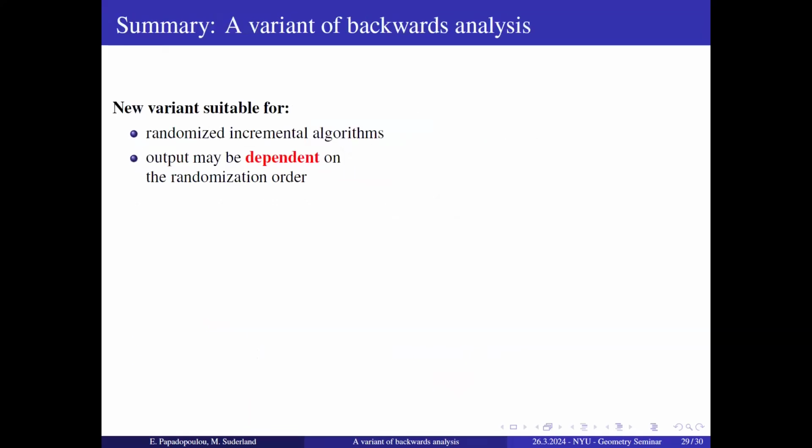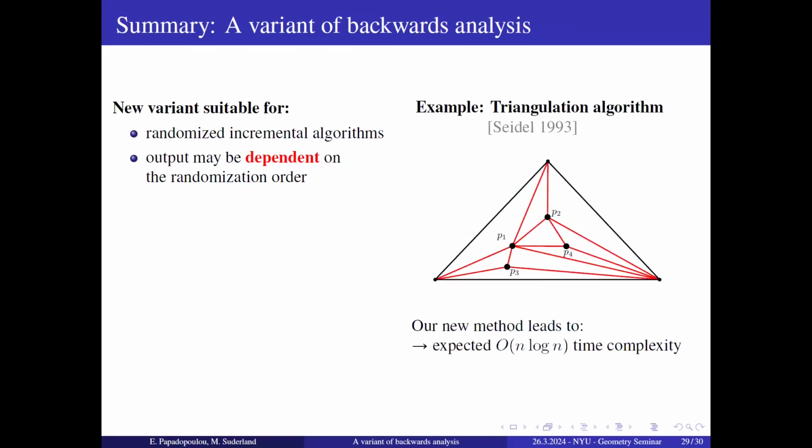Okay, so as a summary, what we have done is we developed a new variant of backwards analysis, which is suitable for analyzing the expected running time of randomized incremental algorithms where the output may be order dependent. We have shown that this new variant is applicable to this example that Seidel gave, where the standard backwards analysis was not applicable. And with this new technique, we can show this n log n running time in expectation. We would actually like to find some more examples where this variant of backwards analysis is applicable. So we are looking for some randomized incremental algorithms where the output is order dependent, and then try to see if our new variant can be applied there.